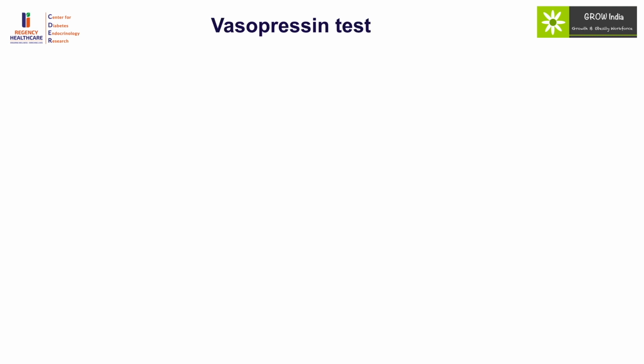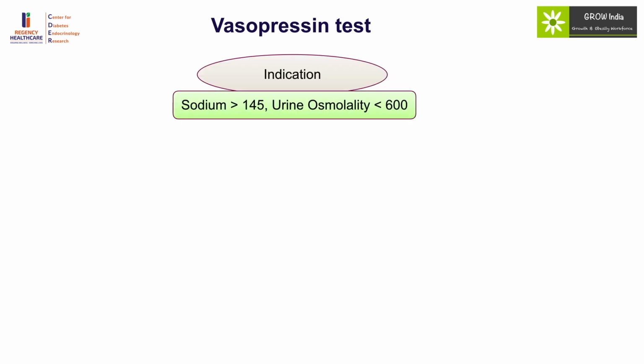A very important test in the setting of hypernatremia is the vasopressin test, which is done in the setting of a concentrated blood and a dilute urine, which is indicative of diabetes insipidus. So when the serum sodium is more than 145 or the plasma osmolality is more than 300 and urinary osmolality is less than 600, it is diagnostic of diabetes insipidus.